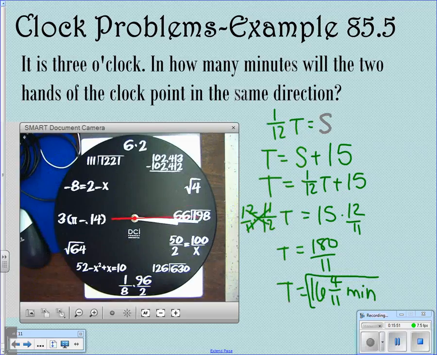And so that would be how long it would take before you have your hands pointing in the same direction. So hopefully that helps you a little bit with the clock problems.